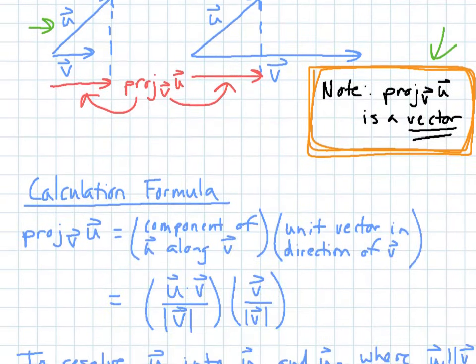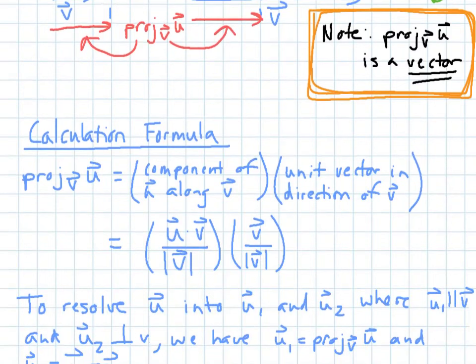So let's look at the calculation formula for it. The projection of vector u onto vector v is going to be your component of vector u along vector v. So we've already seen this portion of the formula, so that's nothing new. So the dot product of your two vectors divided by the magnitude of the vector that you're going in the direction of, and then now you're going to multiply it by the unit vector of your vector v. So you take vector v divided by the magnitude of it. Okay, so that's how we kind of calculate projections.